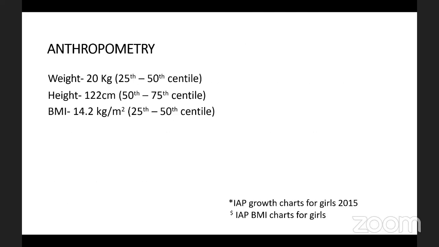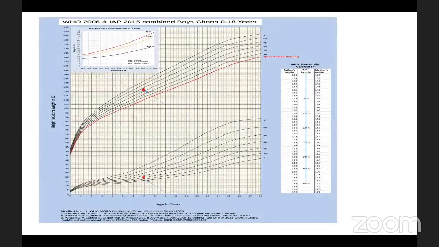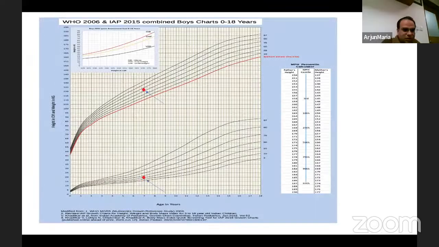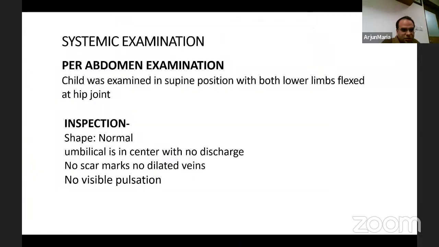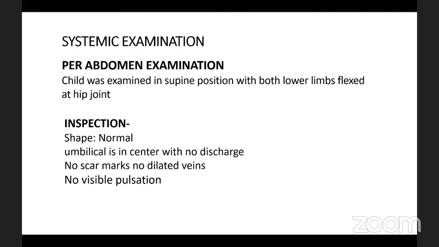Anthropometry wise, the child's weight was 20 kg and height was 122 centimeters, lying between the 50th to 70th centile, and body mass index is 14.2, lying between the 25th to 50th centile according to the CDC chart. The child has normal anthropometry. This suggests that he is unlikely to have an underlying chronic liver disease, and this was most likely an acute episode. Okay, on systemic examination.